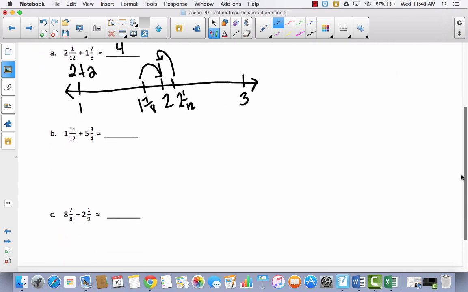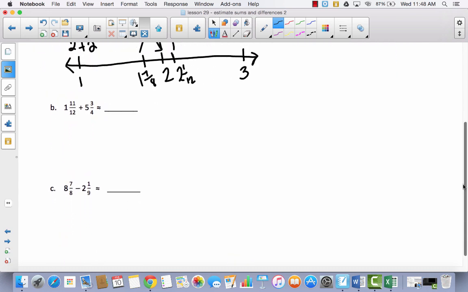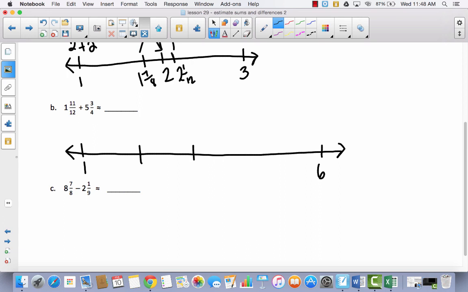All right, let's try another one. All right, so now I've got 1 and 11/12 and 5 and 3/4. So let's go ahead and do another number line here. Now remember, you could choose to use words. I'm just choosing to do a number line. I'm going to start with 1, and I'm going to go all the way to 6. So then I'm going to have 2, 3, 4, and 5 in between.